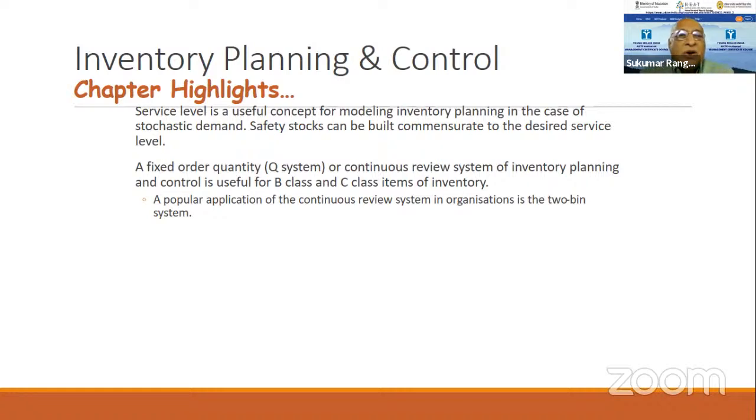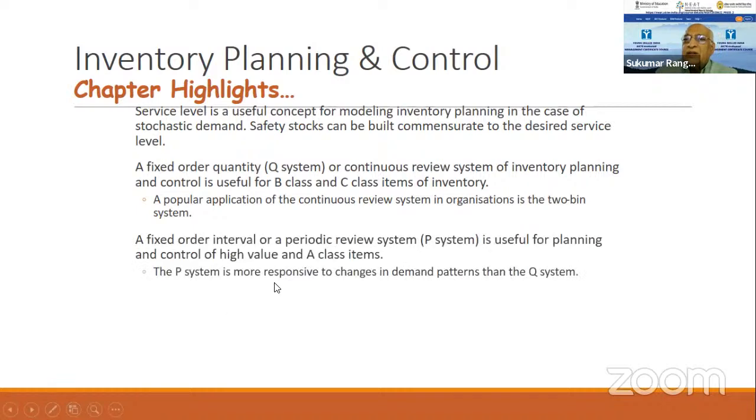So a fixed order quantity or a continuous review system of inventory planning and control is useful for B class and C class items. Because there you can afford to stock a little more and make sure that you don't have a stock out. A popular application of the continuous review system in organizations is a two-bin system that we saw earlier. That's a very popular system.